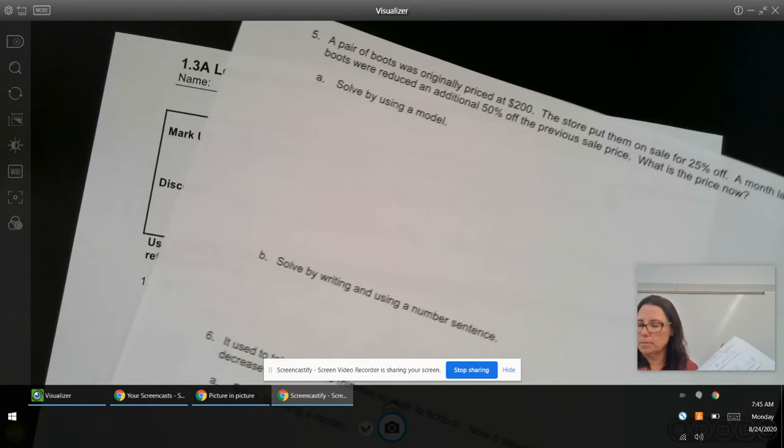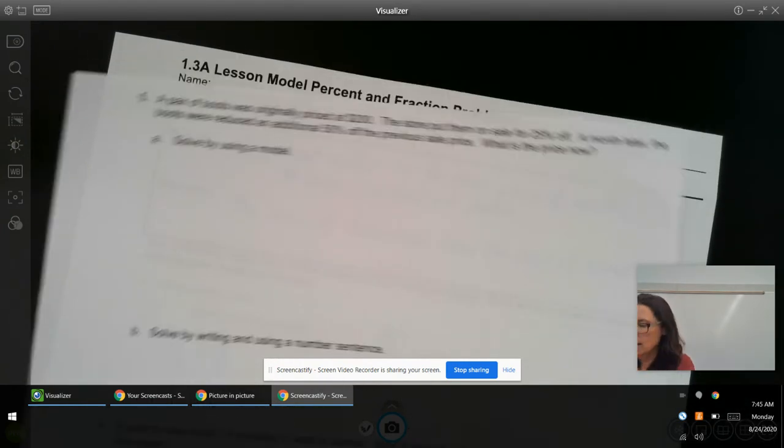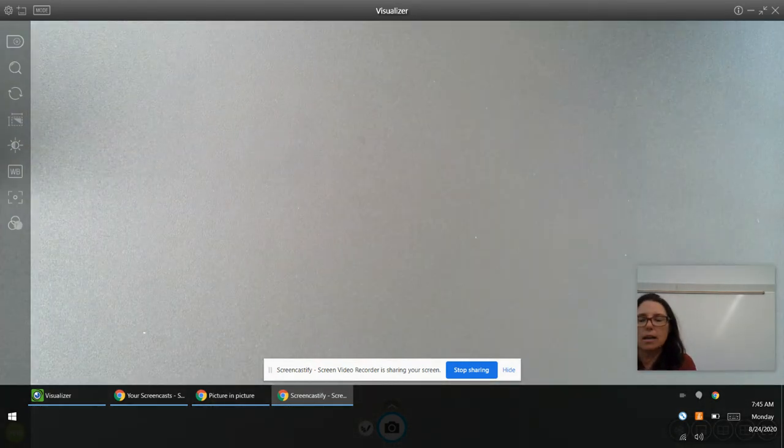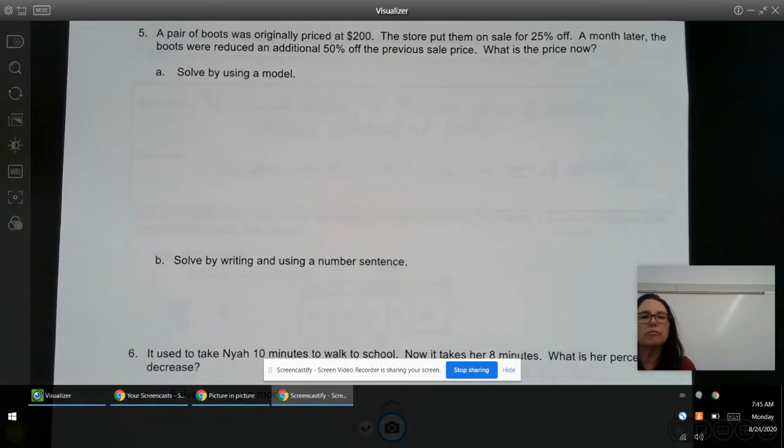Last page. A pair of boots was originally priced at $200. The store put them on sale for 25% off. A month later, the boots were reduced an additional 15% off the previous sale price. What is the price now?